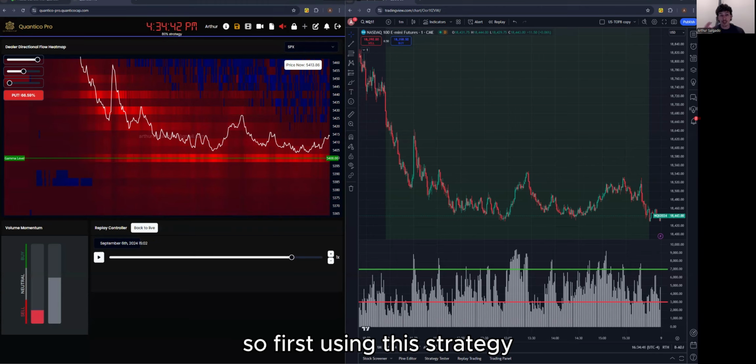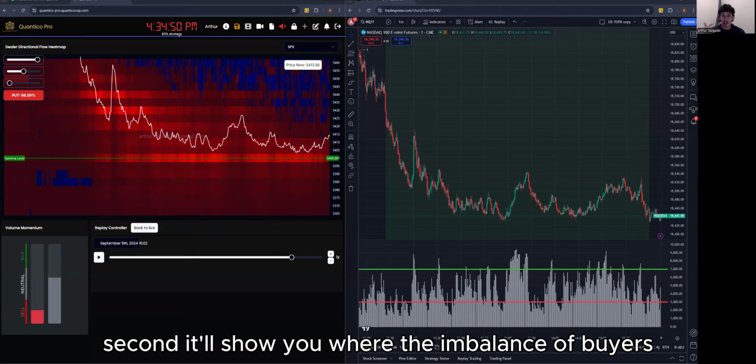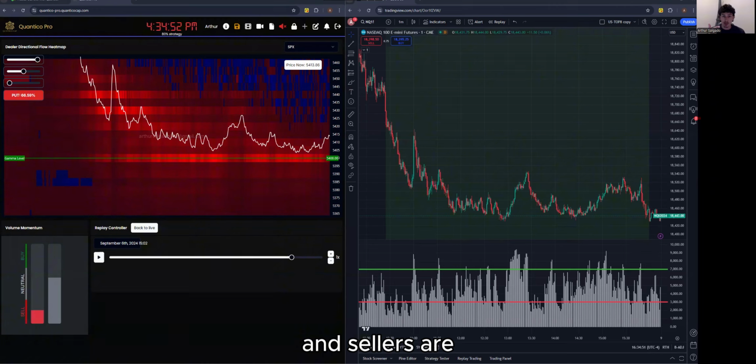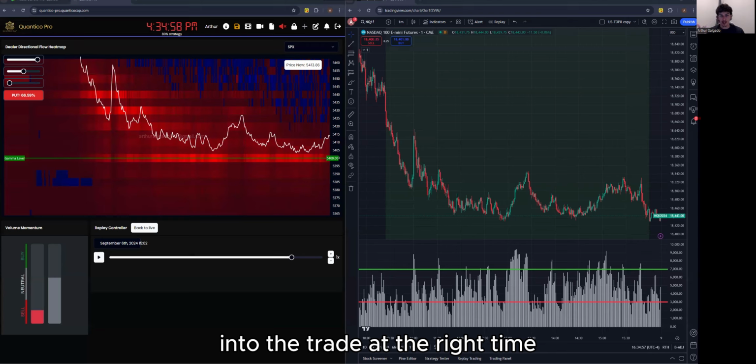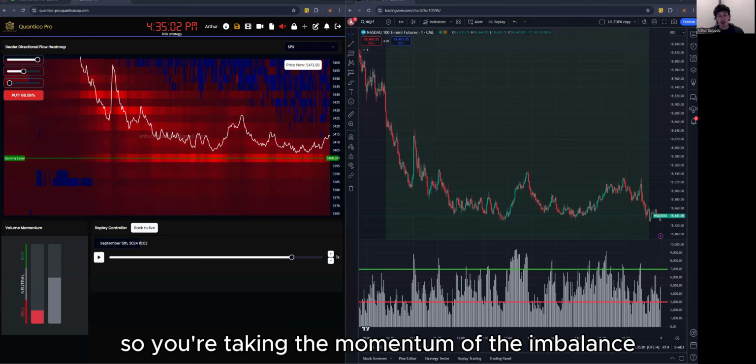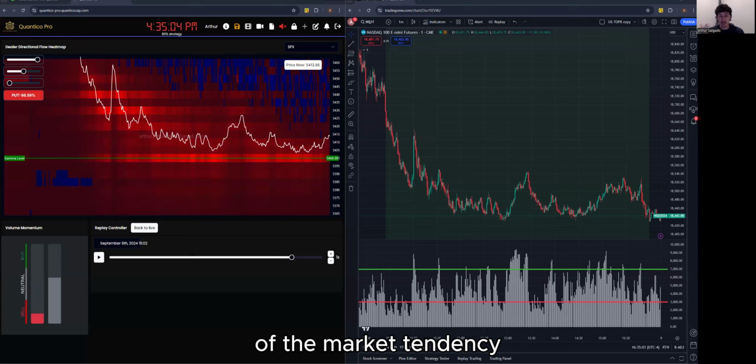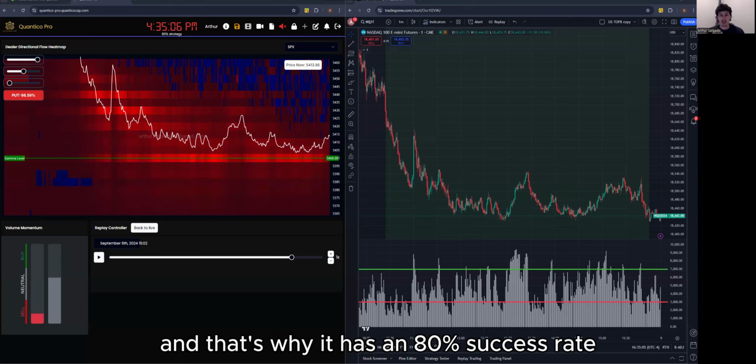So first, using the strategy, you go in favor of market tendency. Second, it'll show you where the imbalance of buyers and sellers are. And third, it'll give you the momentum to actually enter into the trade at the right time. So you're taking the momentum of the imbalance of the market tendency, and that's why it has an 80% success rate.